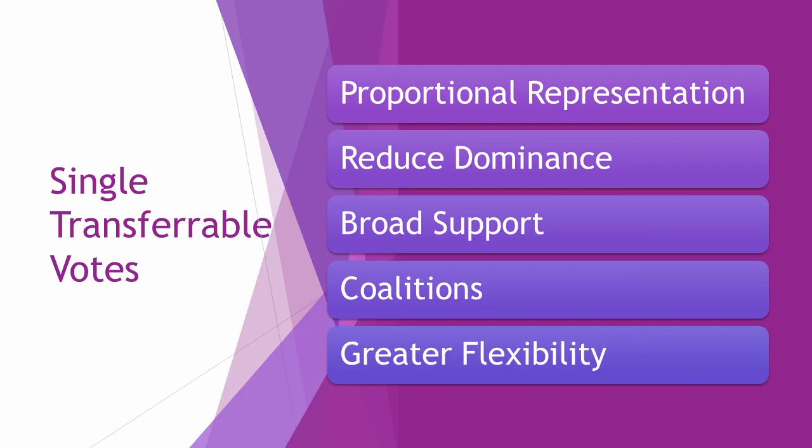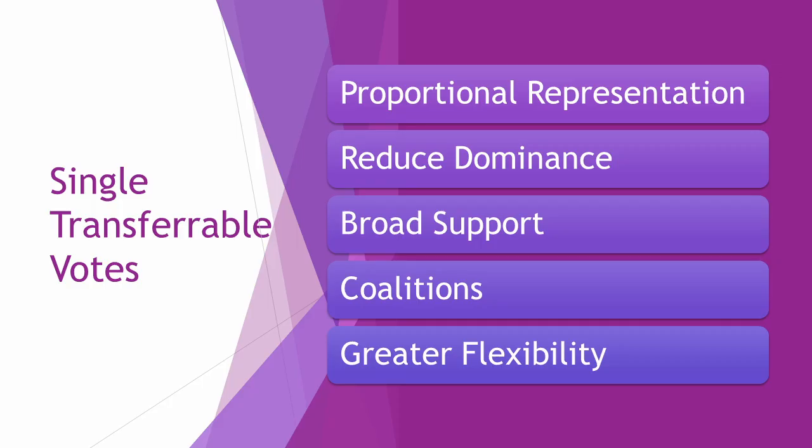One reason why the single transferable vote system is used for the Northern Irish Assembly is because it allows for proportional representation, which was essential in addressing the political issues of Northern Ireland. As well as this, the single transferable vote system ensures that smaller parties and independent candidates have a fair chance of gaining representation, which helps to reduce the dominance of larger parties and promote a power-sharing government.